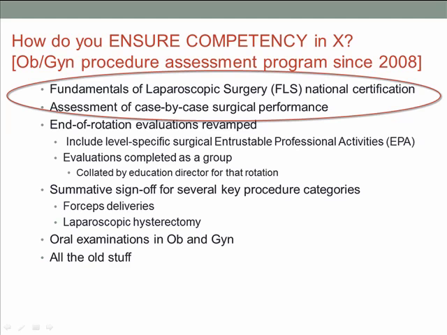We revamped our end of rotation evaluations to include level-specific procedural skills for every rotation. These evaluations are done on our team-based rotations. Faculty do them as a group. So before there were entrustable professional activities, that's kind of what they are. An intern can do a vaginal delivery, can do a repair, can evaluate people for labor, and then my third year, my fourth year are being rated on different things as their end of rotation evaluation.